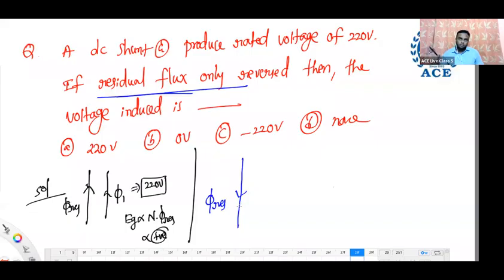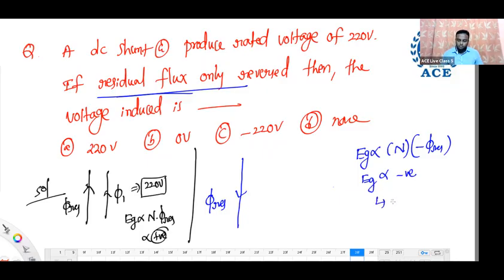Now I need to check the EMF. Eg is proportional to direction of rotation, which is not given, so write the same N, and the residual flux is reversed. That's why it is minus residual flux. Now what is the polarity of the EMF? Positive becomes negative, meaning the EMF is induced in the reverse direction, opposite to the previous one.